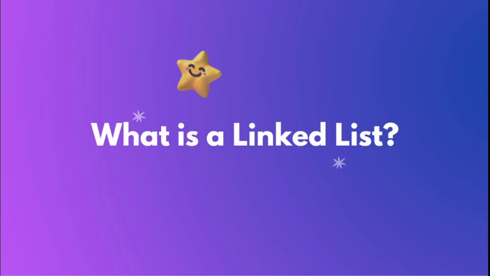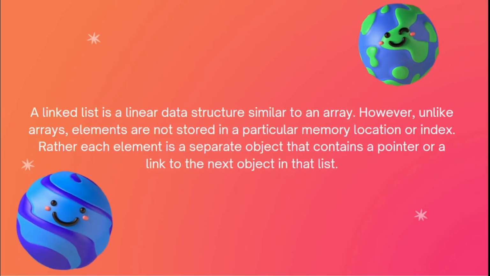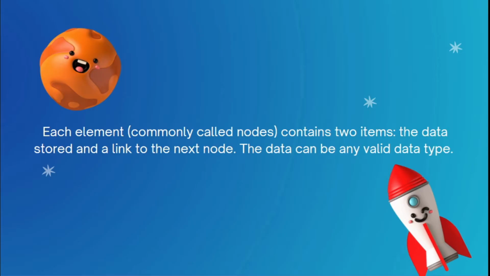Now, what is a linked list? A linked list is a linear data structure similar to an array. However, unlike arrays, elements are not stored in a particular memory location or index. Rather, each element is a separate object that contains a pointer or a link to the next object in that list. Each element, commonly called a node, contains two items, the data stored and a link to the next node. The data can be any valid data type.